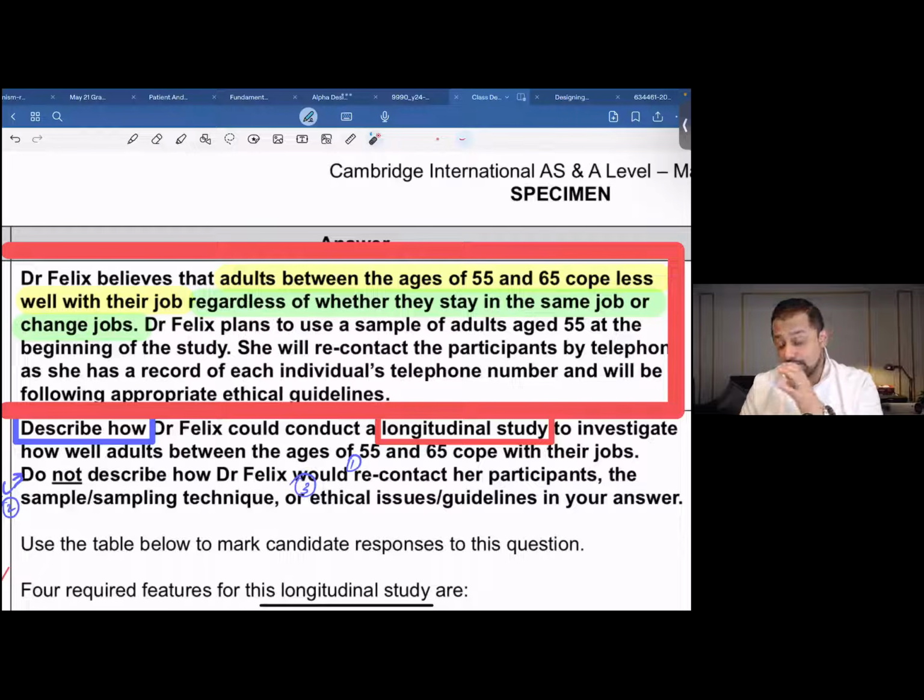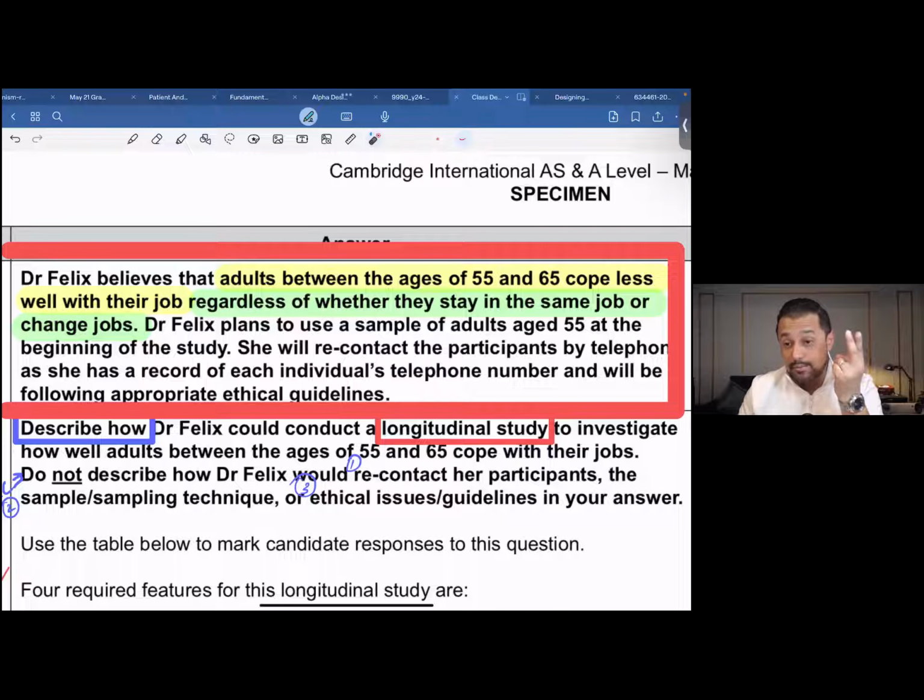Now, in the scenario, first we read through the scenario and then we move on to the question. Remember, every single word has to be taken seriously over here. So we're talking about Dr. Felix. Yes, this doctor with the name Felix. She believes that adults between the ages of 55 and 65 cope less well with their job, regardless of whether they stay in the same job or change jobs.